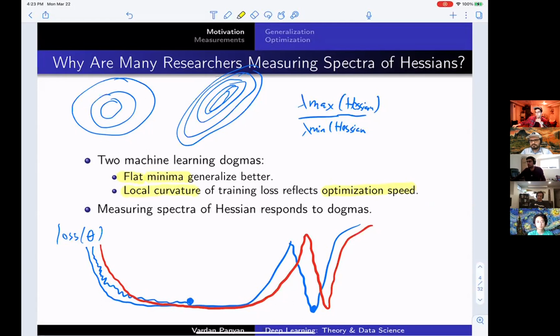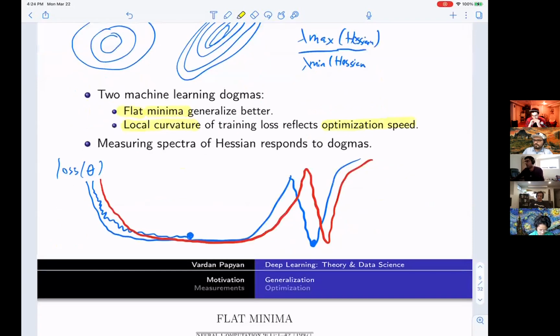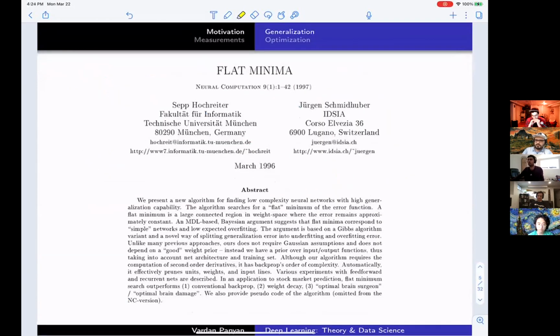Somewhat reasonable. So let me show you some evidence of people who believe in this dogma. And the first paper is tightly related to Justin's question. So the paper is called Flat Minima, so obviously related. And the paper is by Hochreiter and Schmidhuber. So let's just read a small portion of the abstract.